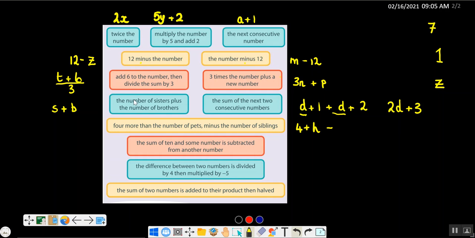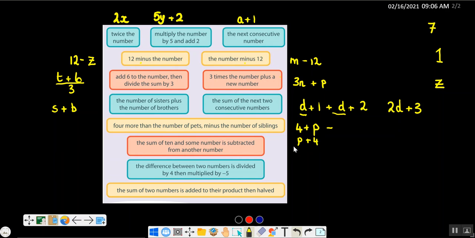So this one is just, I only want to know siblings. So let's say I was doing a survey, I would just say, how many siblings do you have? Rather than how many brothers, how many sisters, yeah? But I get what you mean. So we'd have 4 more than the number of pets. Like I said, we can repeat a letter if it makes sense. 4 plus P. Could I write P plus 4? Yes. So that can happen either way round, yeah?